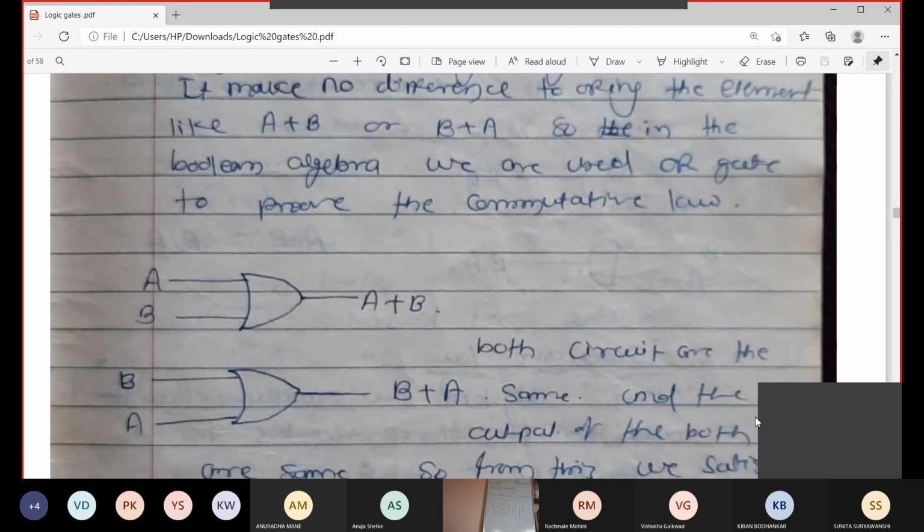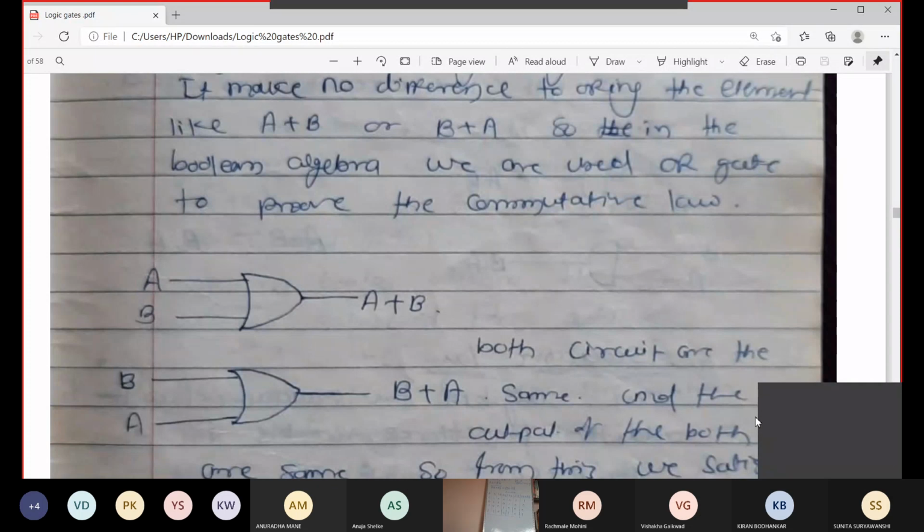And if I make a simple change in the input, that is, in place of a I put b, and in place of b I put a, that is b plus a, there is no change in the circuit and no change in the output.